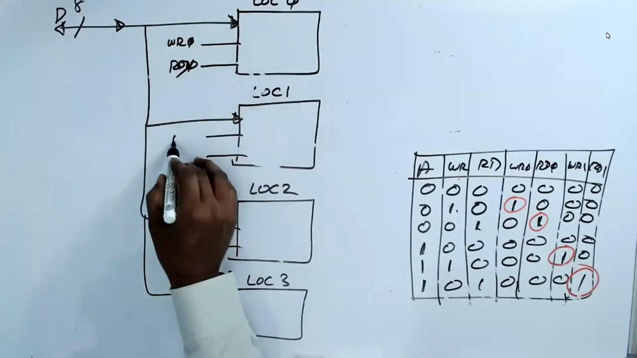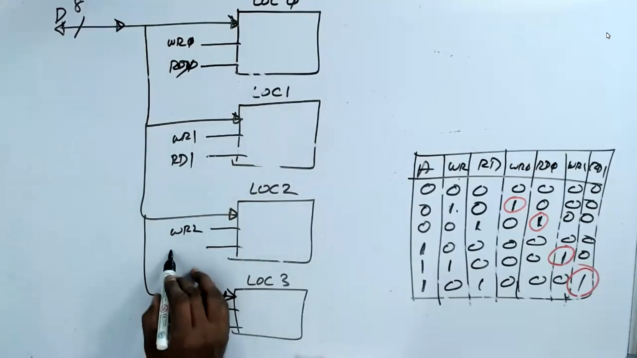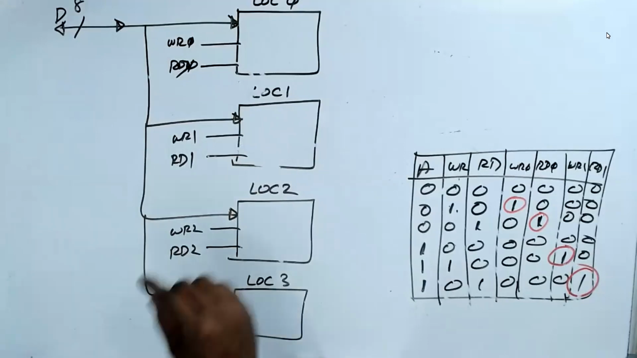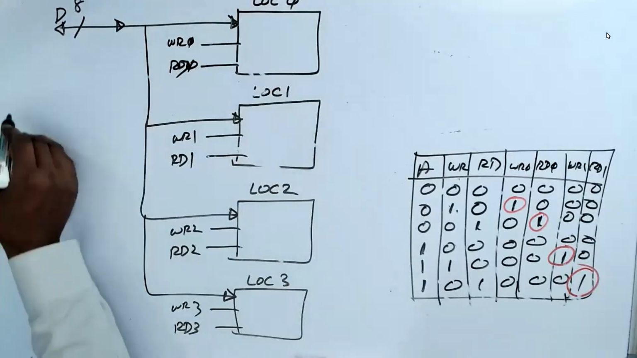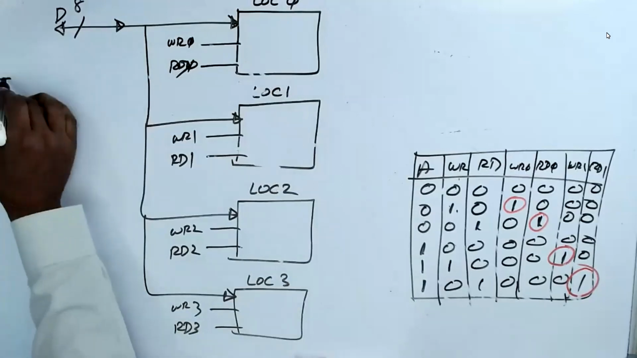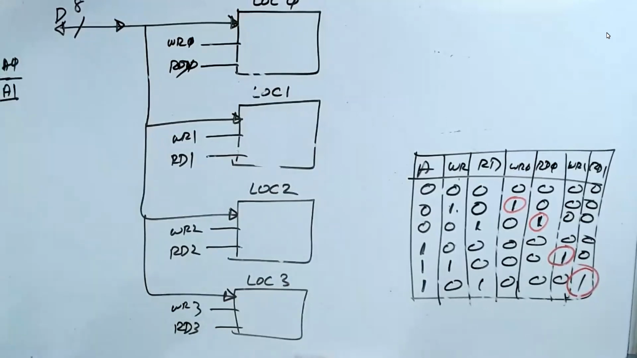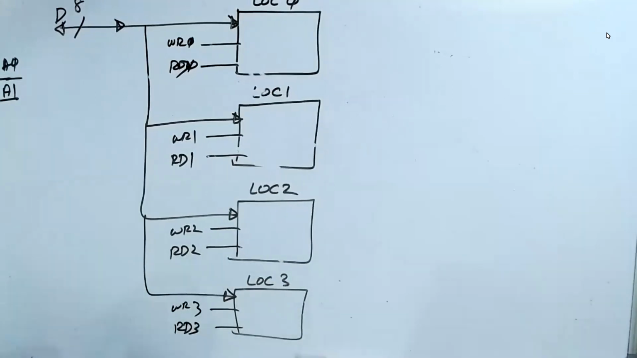This one is write 1, read 1. Write 2, read 2. Write 3, read 3. So everybody is having 2 signals. Now I have 2 inputs, called A0 and A1. See, I have 2 signals now, A0 and A1.